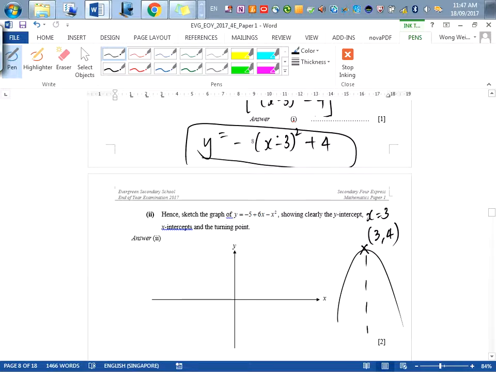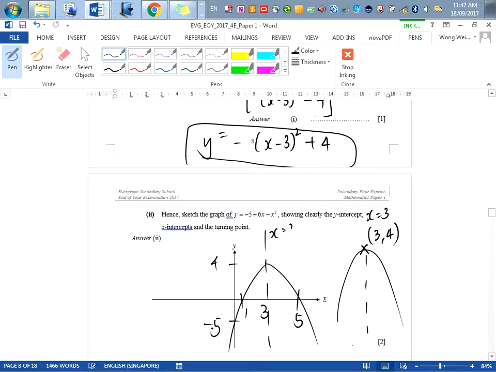The maximum value is found when x minus 3 is equal to 0. That means x is equal to 3. When x is equal to 3, y is equal to 4. So that is my maximum point. As for the intercepts, you should be able to calculate it yourself. So this is x equals 3, 4, 3, 5, 1, negative 5.